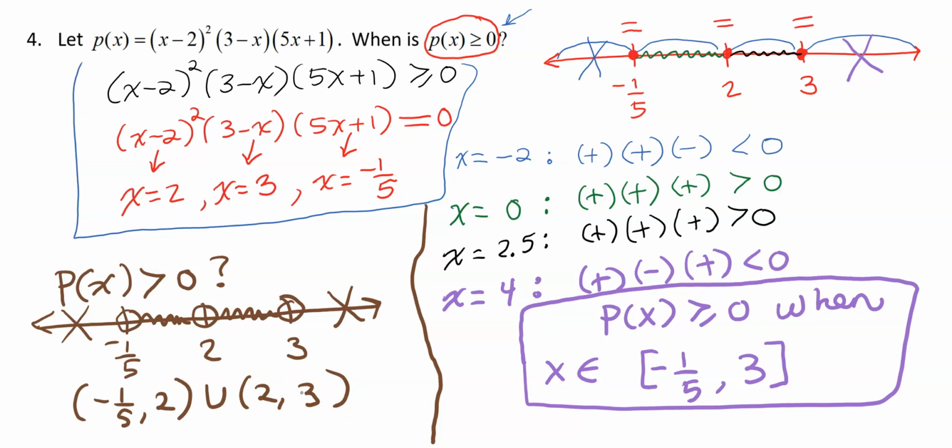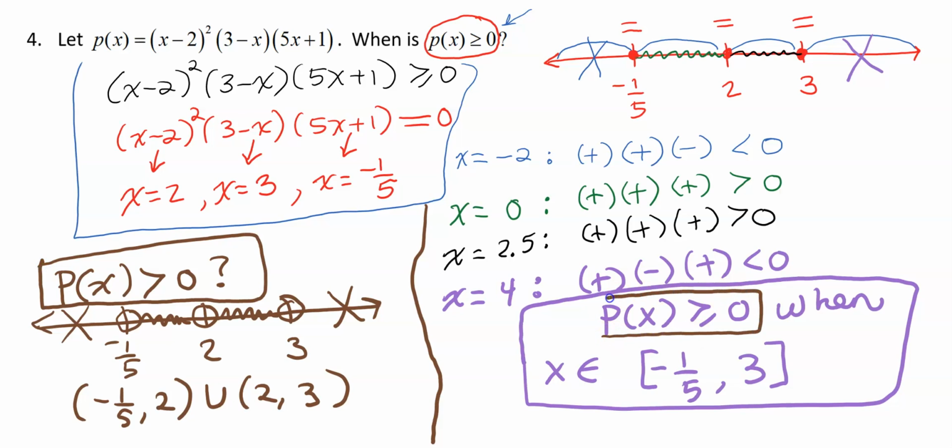So that would be the difference between asking when it is greater than 0 only versus when it is greater than or equal to 0. If it's greater than or equal to, we will include those critical points. When it's just greater than or just less than, we will not include those critical points. And that is it.